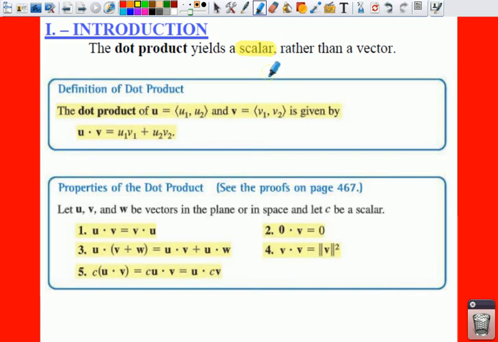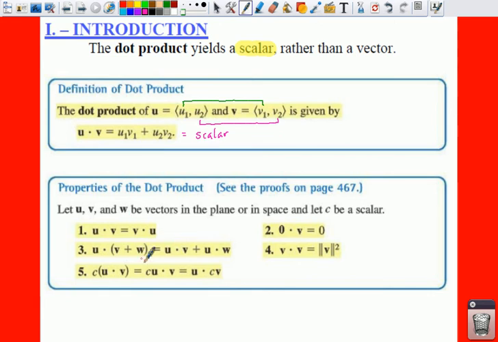It is a number. So the way to find your dot product is if you have two different vectors, a vector u and a vector v, what you're going to do is take your u1 times your v1, and then take your u2 times your v2, and then add those together. This will eventually give you a scalar or a number. Okay, that's what your dot product means.